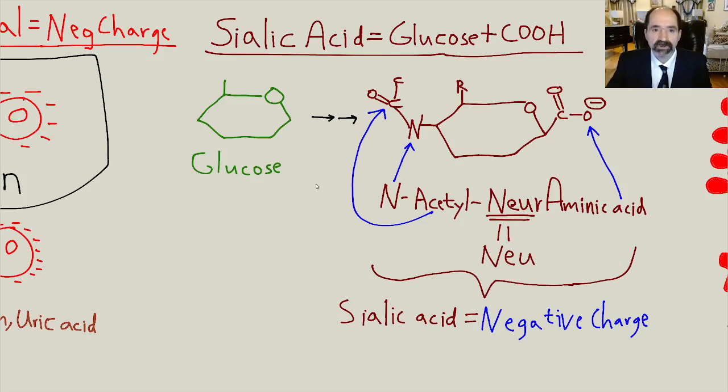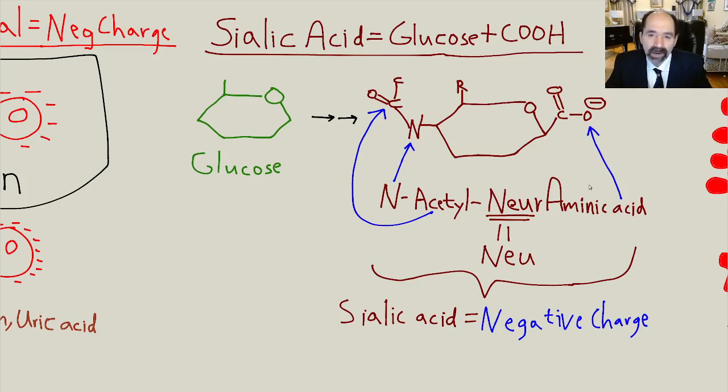Okay, this slide here, this picture, is a sialic acid. Sialic acid is very much like glucose with a carboxylic acid on there. There's a little more to it, but that's all you need to know. The baseline ring structure is just like glucose, okay? Now, the most common one is called N-acetyl neuraminic acid.